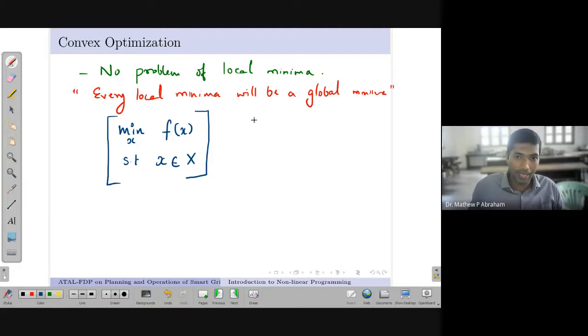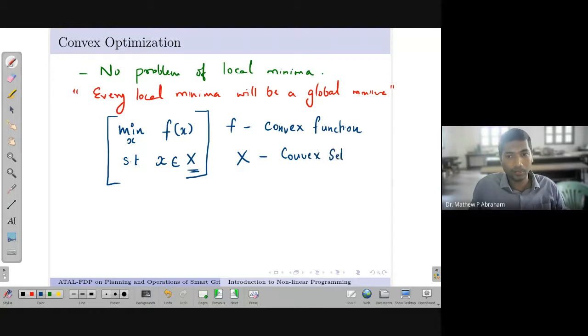The constraint is that we require the objective function f to be a convex function. I'll introduce in a minute what this convex function is, and the constraint set capital X needs to be a convex set. So if you are given a problem with f being a convex function and capital X being a convex set, then you can call that problem a convex optimization problem. And for that particular problem, if you have a minima, then that minima will be a global minima as well.